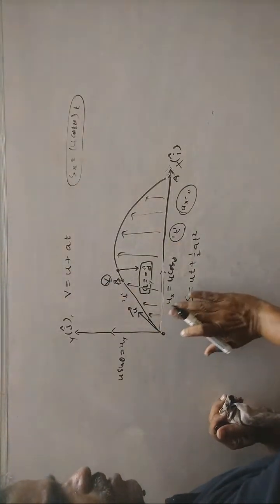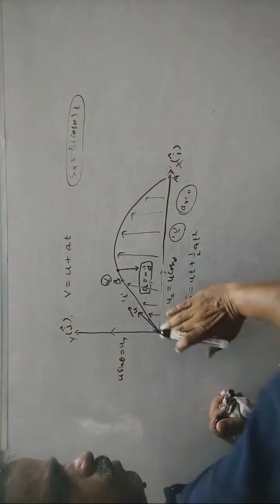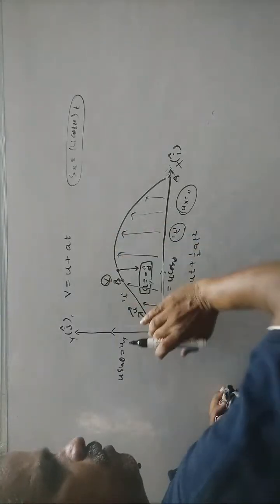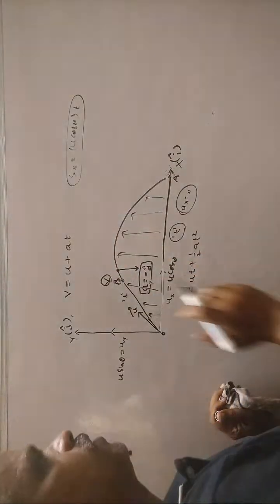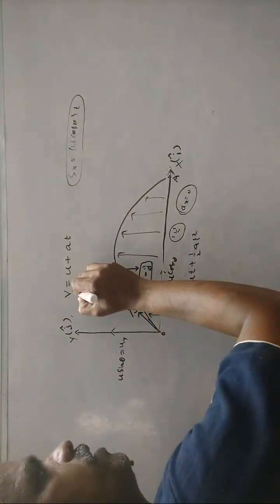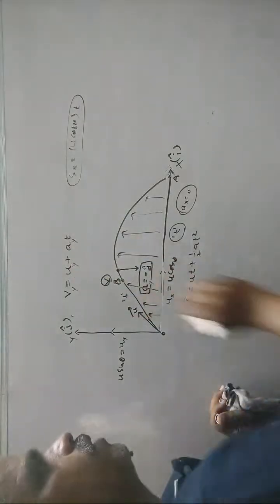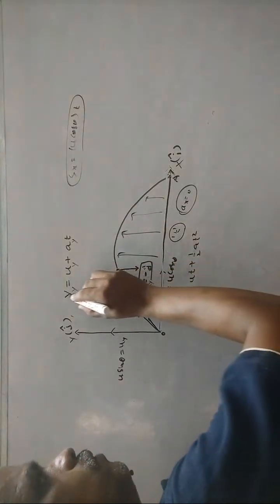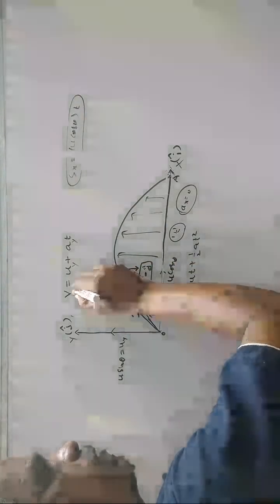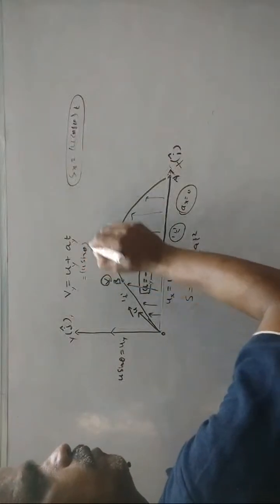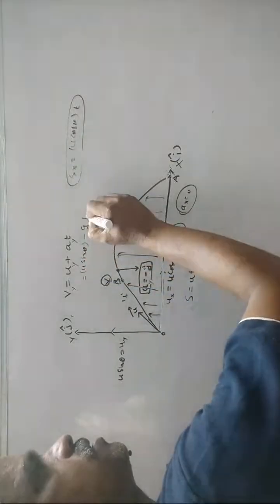The body is moving above the ground, so it is in projectile motion. So we can apply along the vertical direction, Vy equal to Uy plus Ay t. The velocity along the y-axis after time t is Uy, which is u sin theta, minus g t.